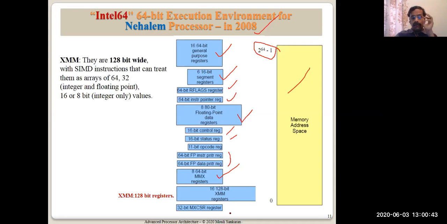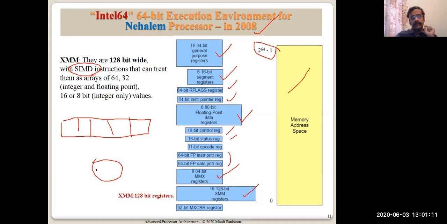And finally, XMM. XMM is SIMD support. SIMD is what? Single instruction, multiple data. So that means one instruction is operating on multiple data. In that case, you need to store those multiple data somewhere, correct? And you know, for any instruction to operate, to get the operand, it has to get it from registers. That I have told you, RISC. Always any instruction needs to get the operand from registers.